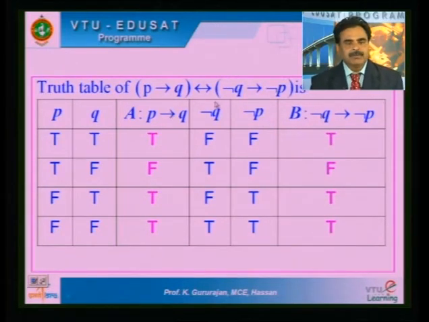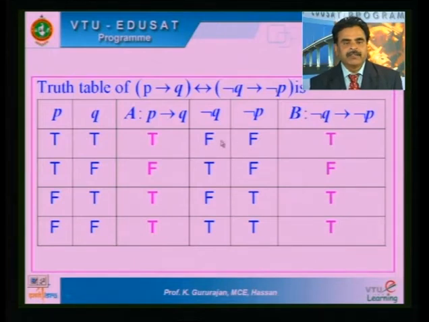Now, for the other problem: P implies Q biconditional negation Q implying negation P. Again, start with P, Q, the various choices. As I explained, TF will bring F here, otherwise it is true. Now, find the truth values of negation Q and negation P. See, T, F, F, T, T, F, F, T. Here also you can find the truth values of negation P.